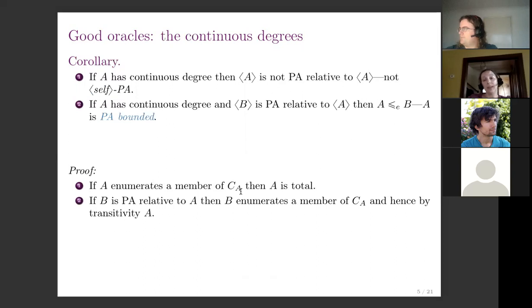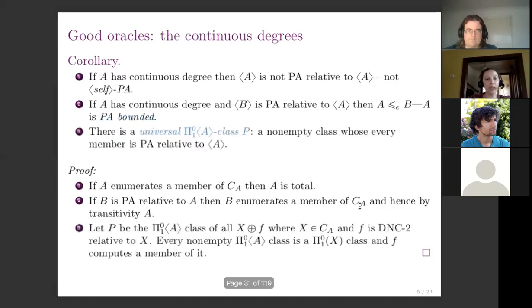Second, if A has a continuous degree and B is PA relative to A, then A is bounded by B. So B can enumerate A. And in this case we'll say that A is PA bounded, if it's below every oracle B that is PA relative to it. And this is, again, very easy to see just from this codability property. If B is PA relative to A, B enumerates a member of the coding Π01 class, but that member enumerates A, so by transitivity, B enumerates A as well.